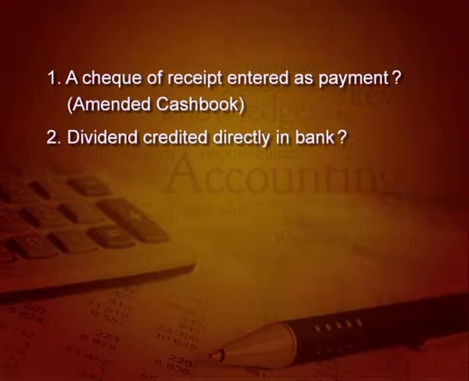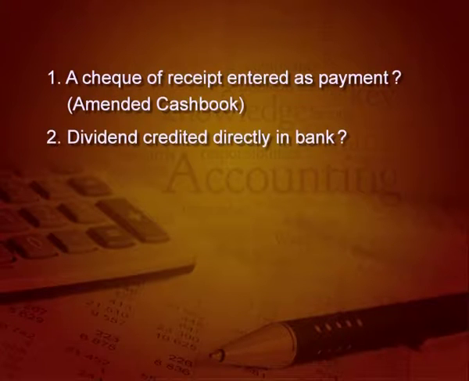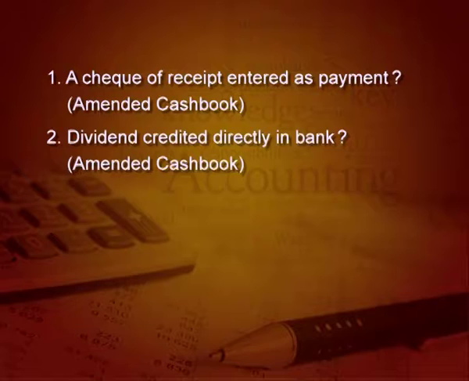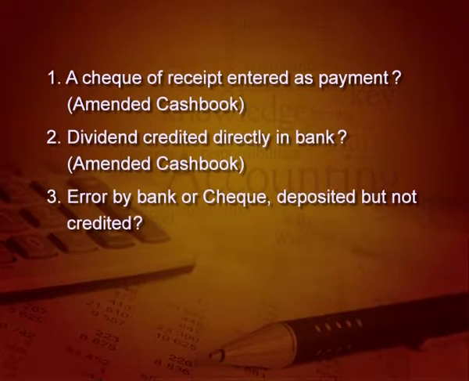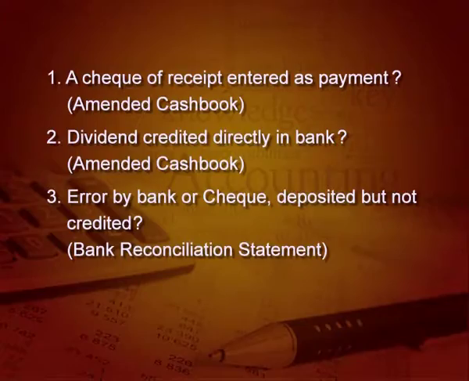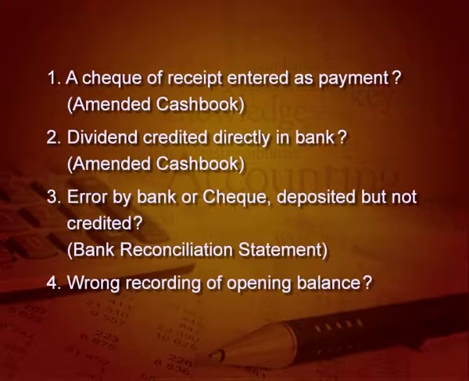Come to the second point, dividend credited directly in the bank. This is also amended cash book, because when dividend is credited in the bank passbook, you must correct your cash book, amend it. Next point, errors by bank or check deposited but not credited. This is clearly a bank reconciliation statement entry, because nothing for an accountant. Next point, wrong recording of opening balance, where it will go? Clearly amended cash book, because you are writing a wrong balance. So, it will go to amended cash book.